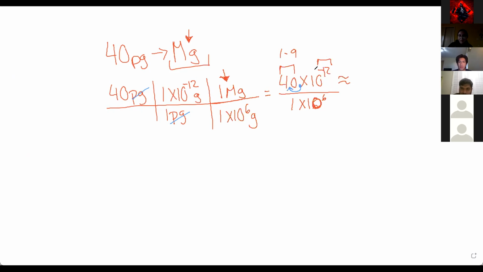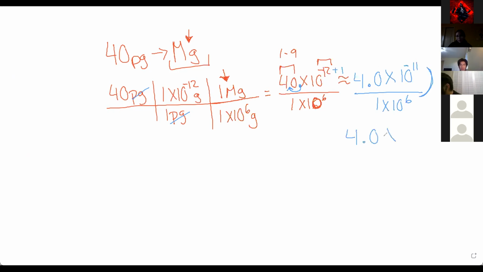Yes, exactly. So then what happens to my exponent? It becomes the negative 11th. Exactly. And then we have 1 times 10 to the 6th. So I know that I'm going to be subtracting my exponents here. So I'm going to have 4.0 times 10 to the negative 11th minus 6. What is my final answer? Negative 17. Yes, exactly. 4.0 times 10 to the negative 17th, and this will be megagrams.